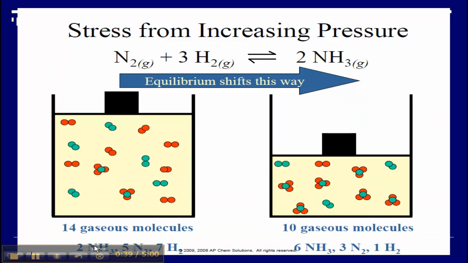So for example, if we increase the pressure in this system, we start with 14 gas molecules: 2 ammonia, 5 nitrogen, 7 hydrogen. We increase the pressure by maybe decreasing the volume, then that means that our equilibrium is going to shift toward the products because there's only 2 moles of products that are produced per 4 moles of reactants. All right, so we end up with 6 ammonia, 3 nitrogen, and 1 hydrogen. So we're going to produce more ammonia to accommodate that increasing pressure.